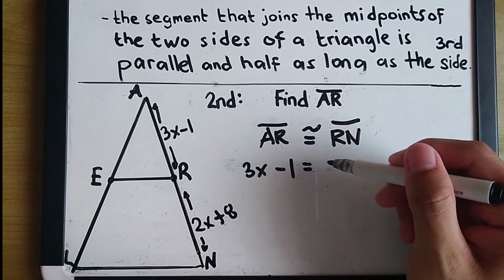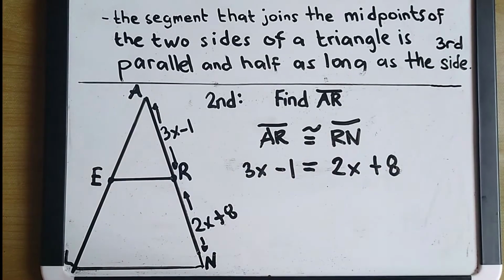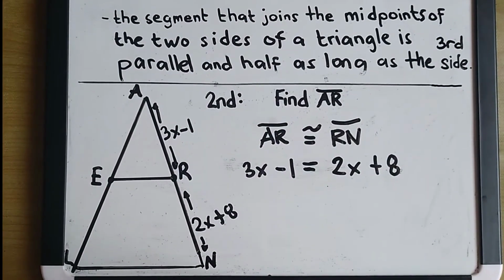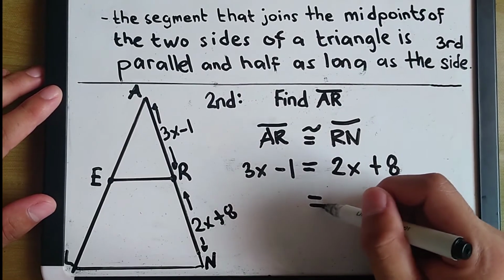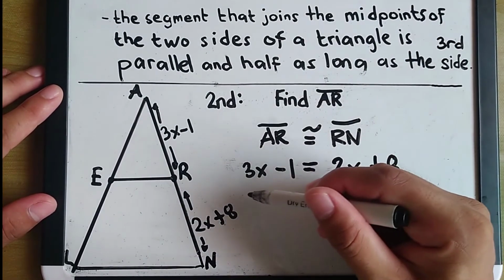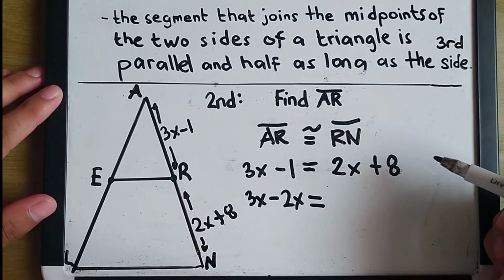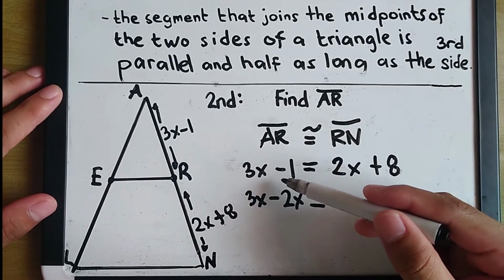It just follows that 3x minus 1 is equal to 2x plus 8. From this equation, we can now solve the value of x, and in consequence, we will find the value of side AR. So let us first look for the value of x. We will now combine like terms, and we will transpose 2x into the left side. So this will become 3x minus 2x. We subtracted 2x from this side, and we also subtracted 2x in the other side.